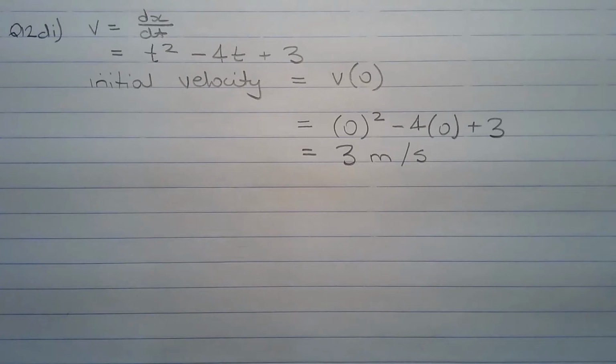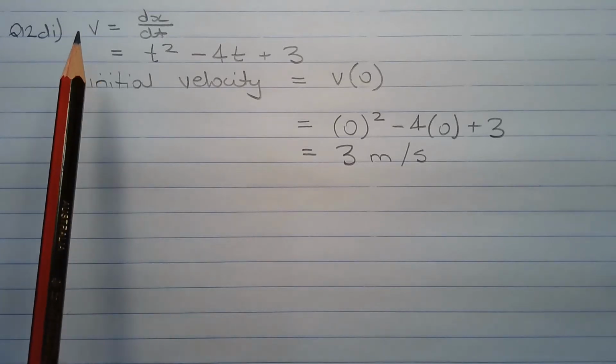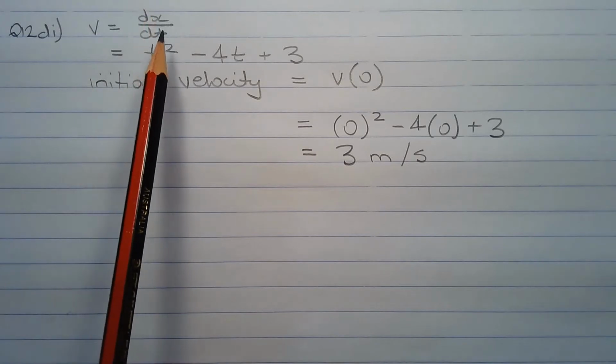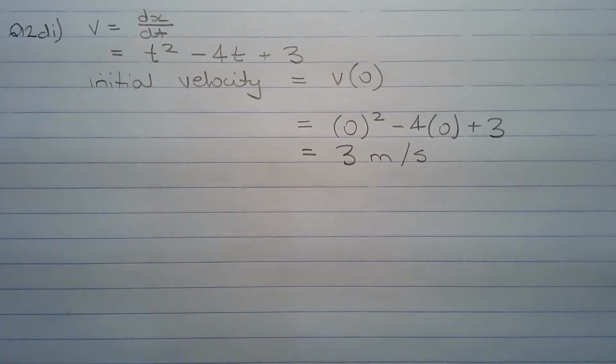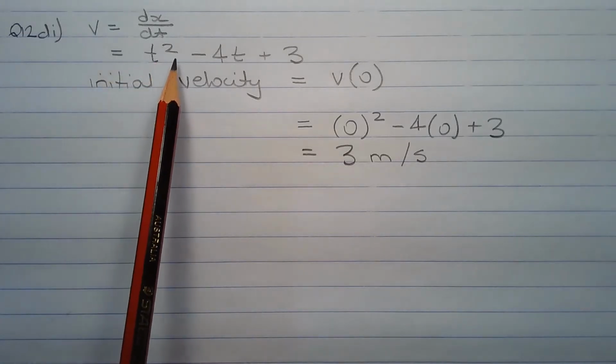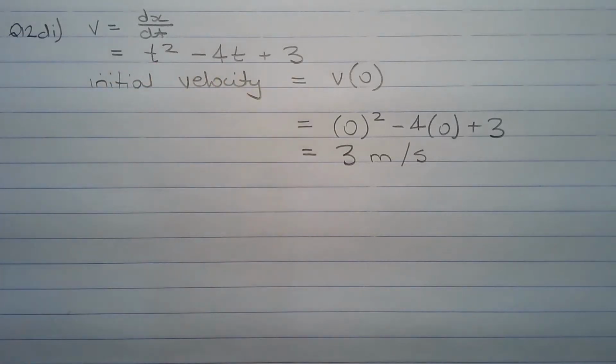The first step is to find the equation for the velocity of this particle with respect to time. Now v is equal to dx/dt, so we're going to differentiate the equation that represents the displacement of the particle with respect to time. And that equals t squared minus 4t plus 3.